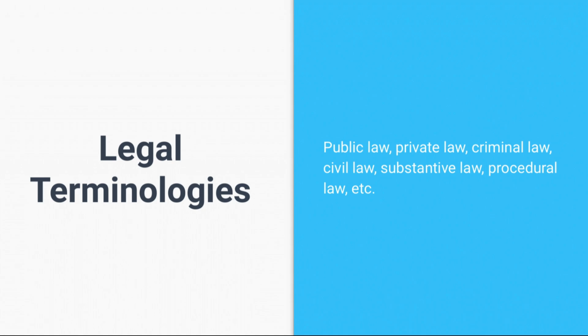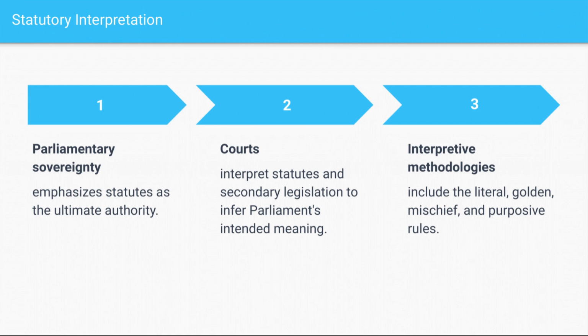Substantive law defines rights and duties, such as crimes and punishments in criminal law. Procedural law outlines the steps and processes for enforcing those rights and duties. These terminologies form the foundation of legal knowledge, helping legal professionals navigate the complexities of the legal system.